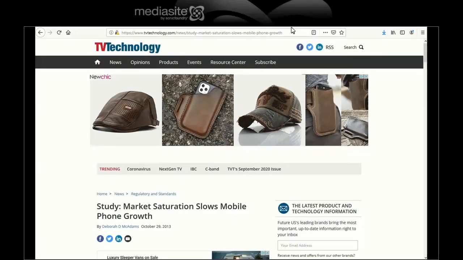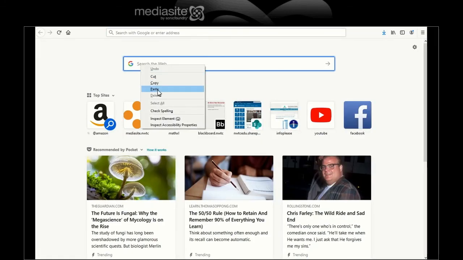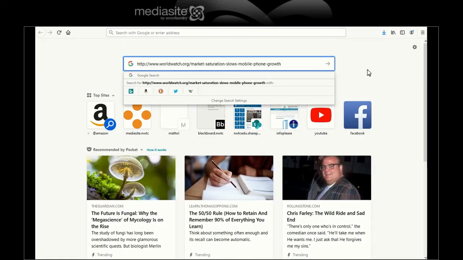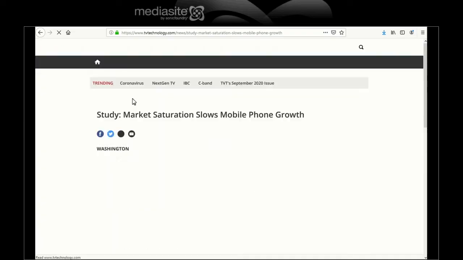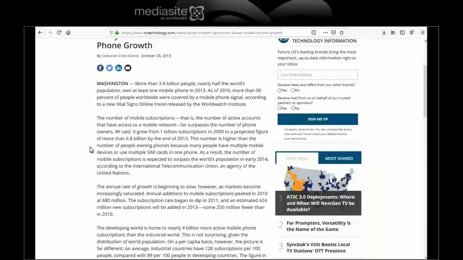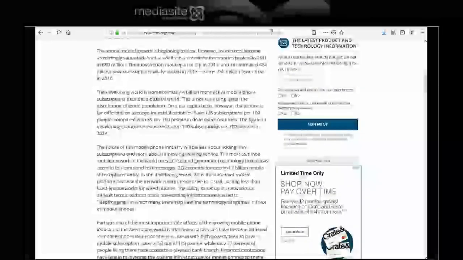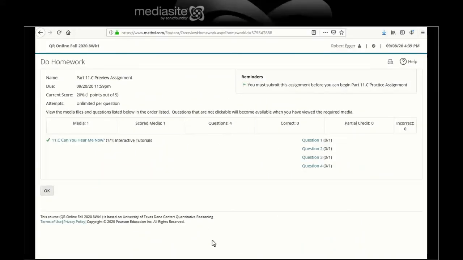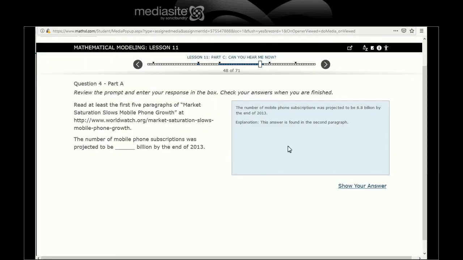Like I say, you want to go look at this on your own. Actually, what I did to find this was just do a search of the entire text that was given to us, and there it is right on top, using Google. So it's an interesting read. Our answer was 6.8, and yes, we found it in the second paragraph.